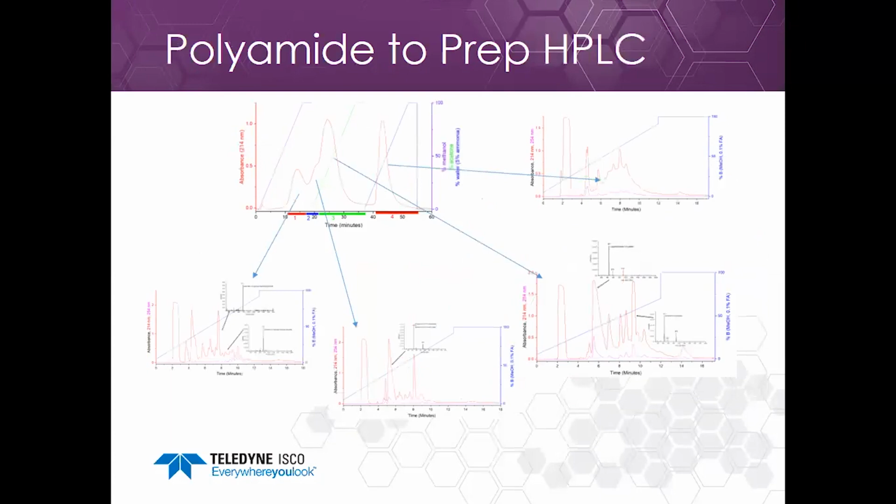And so I took those peaks and I ran them on a prep HPLC. And what I got was 4 runs, and even though I'm running a gradient, those are still very complex mixtures. So the polyamide was a useful technique to simplify the mixture and then purify the compounds.